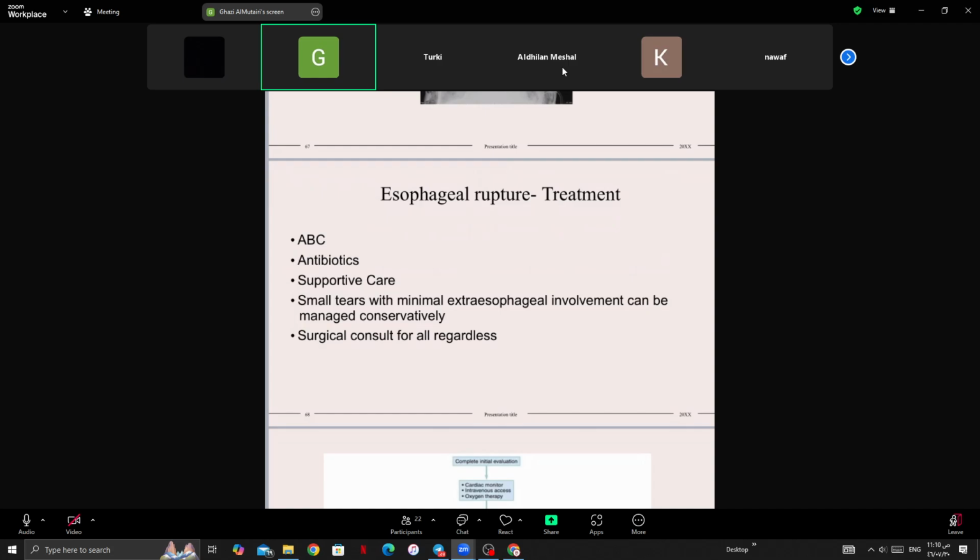In severe cases, you might place a stent to cover the tear, and sometimes you might do a failed line of therapy. You might do a surgical consultation to repair the tear, but typically it should be medical management, unless the patient continues to worsen with no improvement, then you might consider a surgical repair.